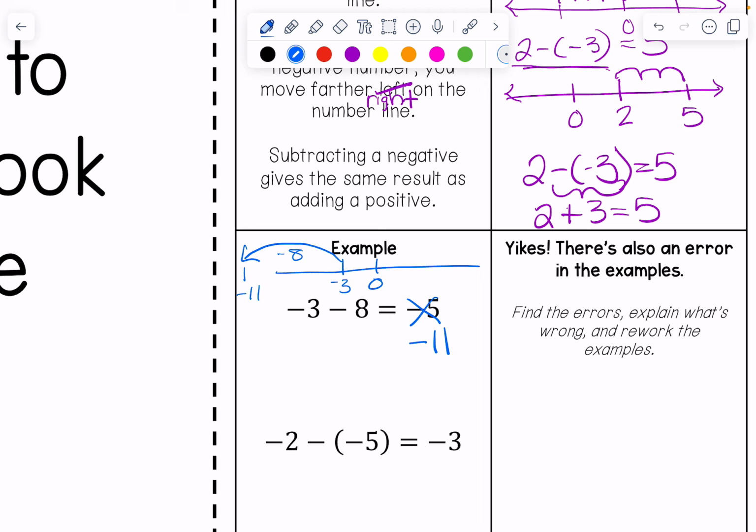Another way you can look at this problem is when we subtract, we can rewrite that as adding a number's additive inverse or opposite. So I'm still going to start with that -3, but if I add the opposite of 8, then I get -8. So -3 plus -8 would also give me -11.